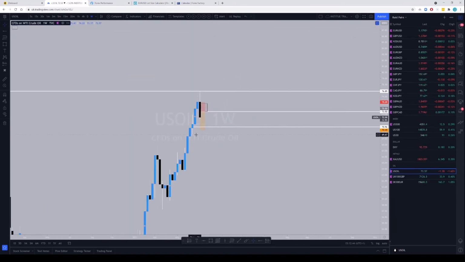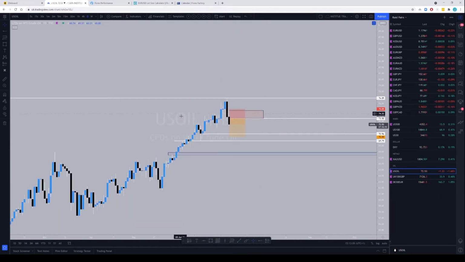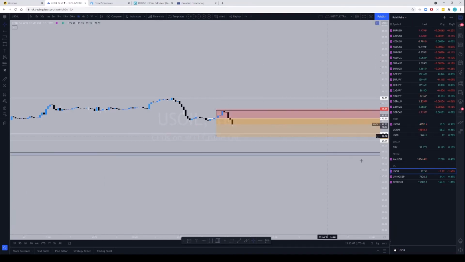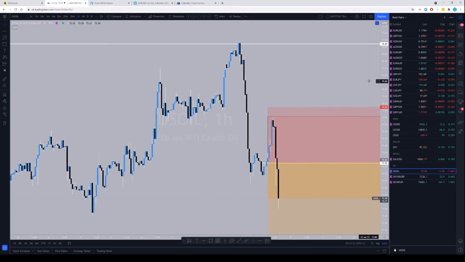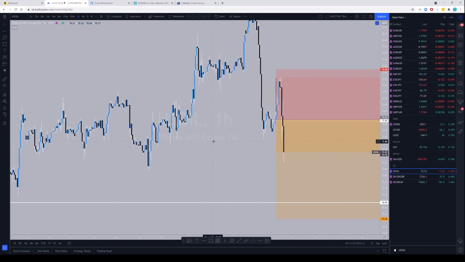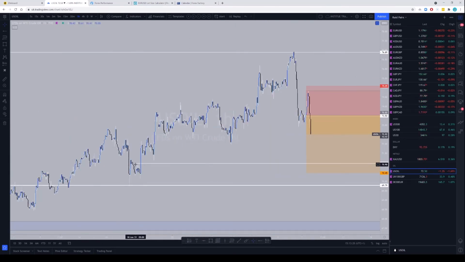Weekly imbalance in here, and then that one. Go back to the daily. Yep, right here. Yeah, so that's where I think price is going.